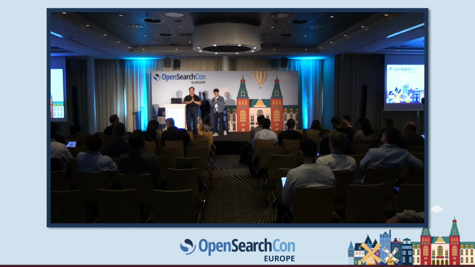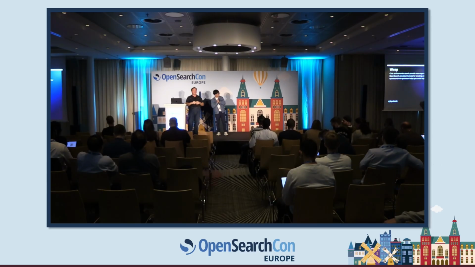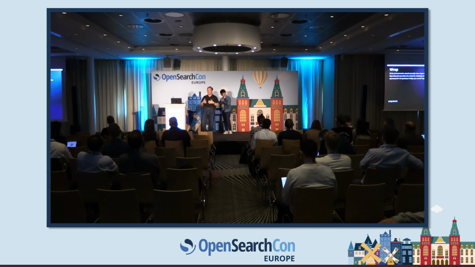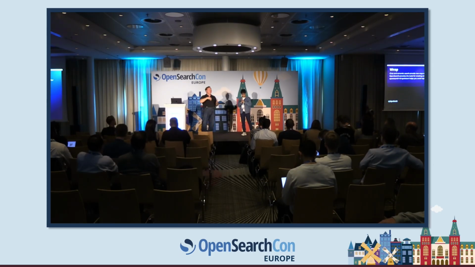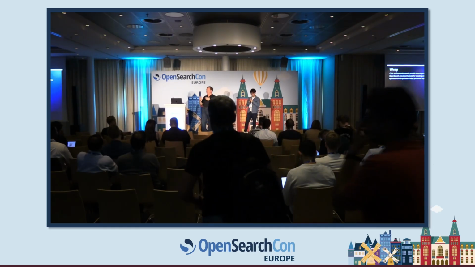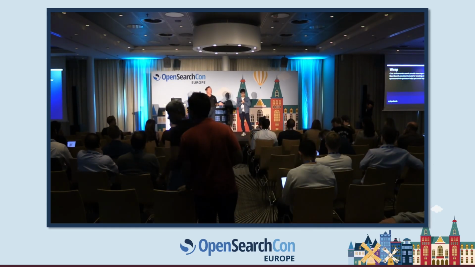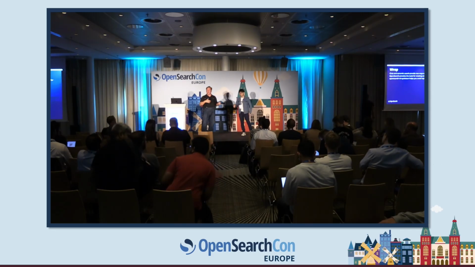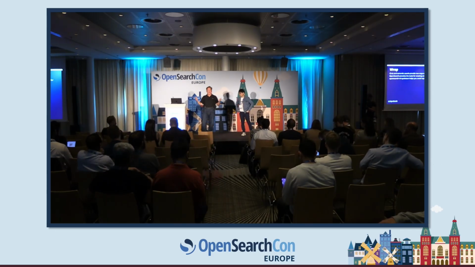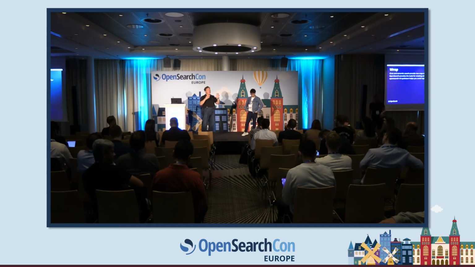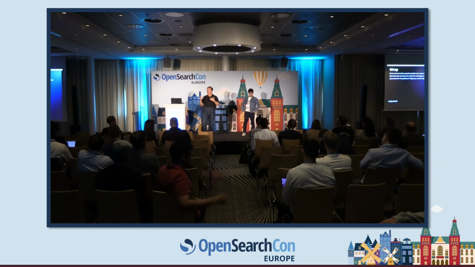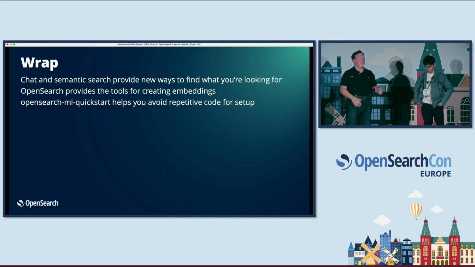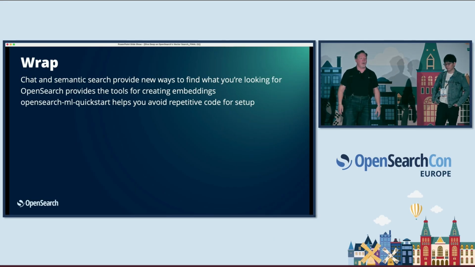Thanks, Yuye. So just a quick wrap. Chat, semantic search, vector embeddings, they provide new ways of retrieving and interacting with your data. OpenSearch provides the tools, but there's still a lot of work and repeated code that goes into setting up the connectors, setting up the models, managing the connections, doing all of that stuff. So the OpenSearch ML Quickstart, again, all of these examples are from the Quickstart repo. There, you can download it, you can run them all yourselves. They'll serve both as an example, but then hopefully a reusable example that you can bring to your own code and your own search applications.